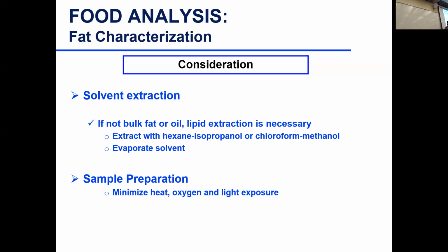In sample preparation, if we are extracting the oil, for example, we have to be really careful to minimize heat, oxygen, and light exposure. So we don't want to cause oxidation during sample preparation. You don't want to skew your results by actually causing any change in the lipid fraction between when you start your sample prep to the time of testing. So you want to make sure you minimize any alteration of your fat.